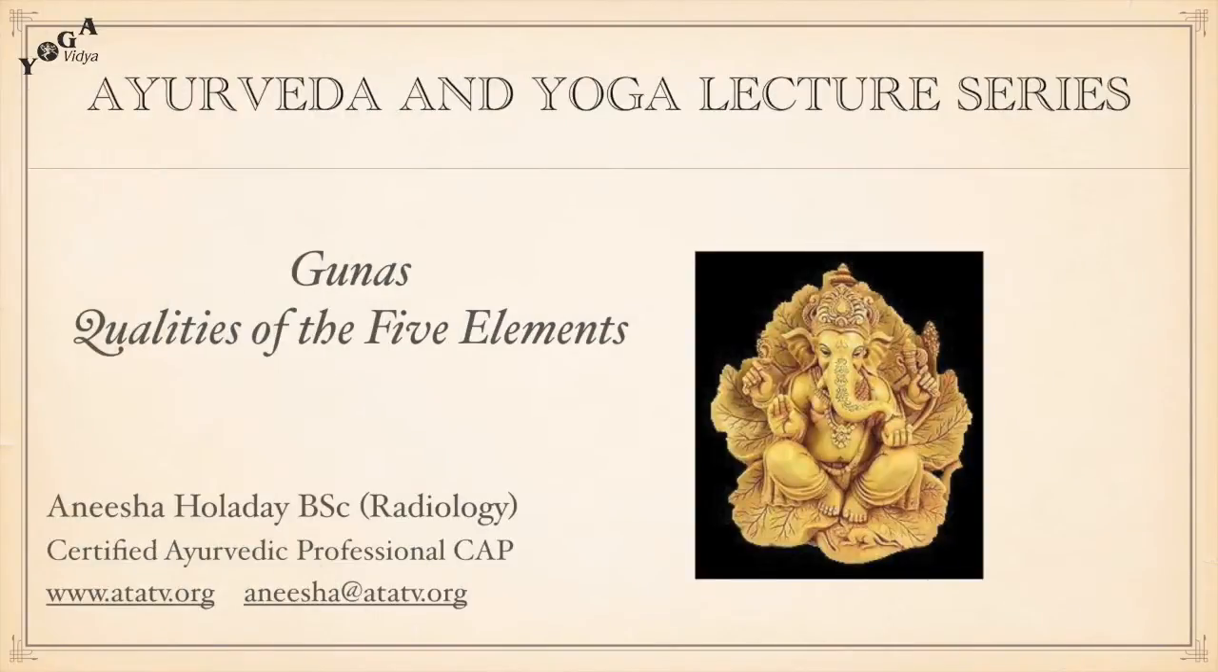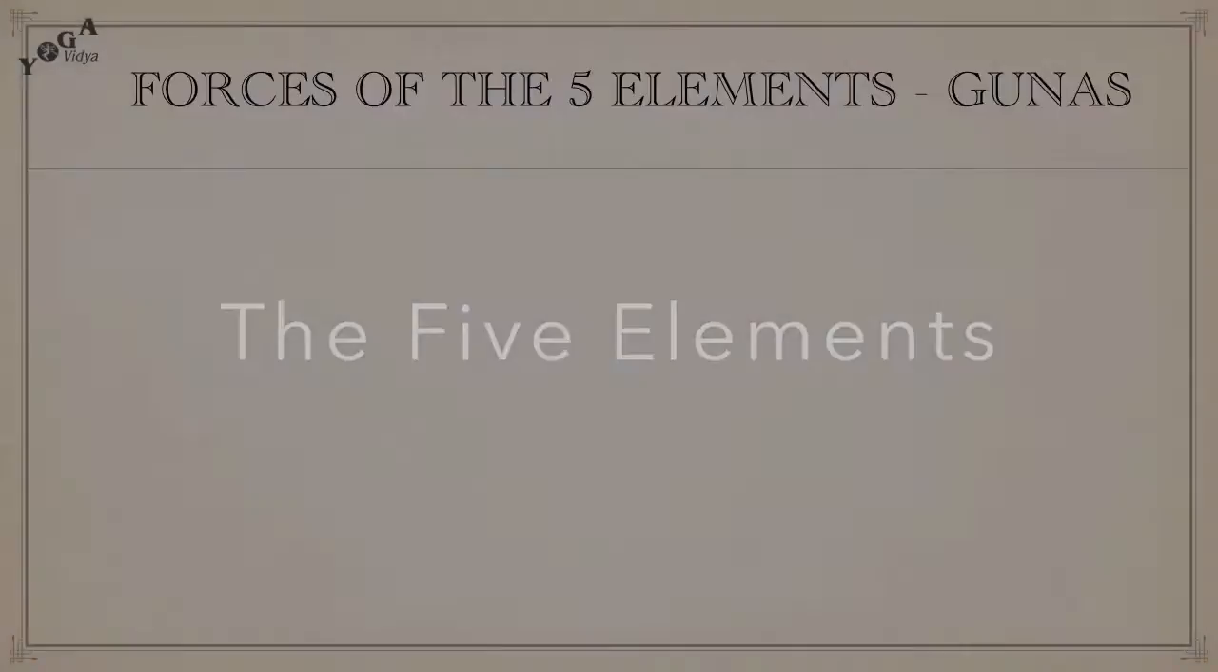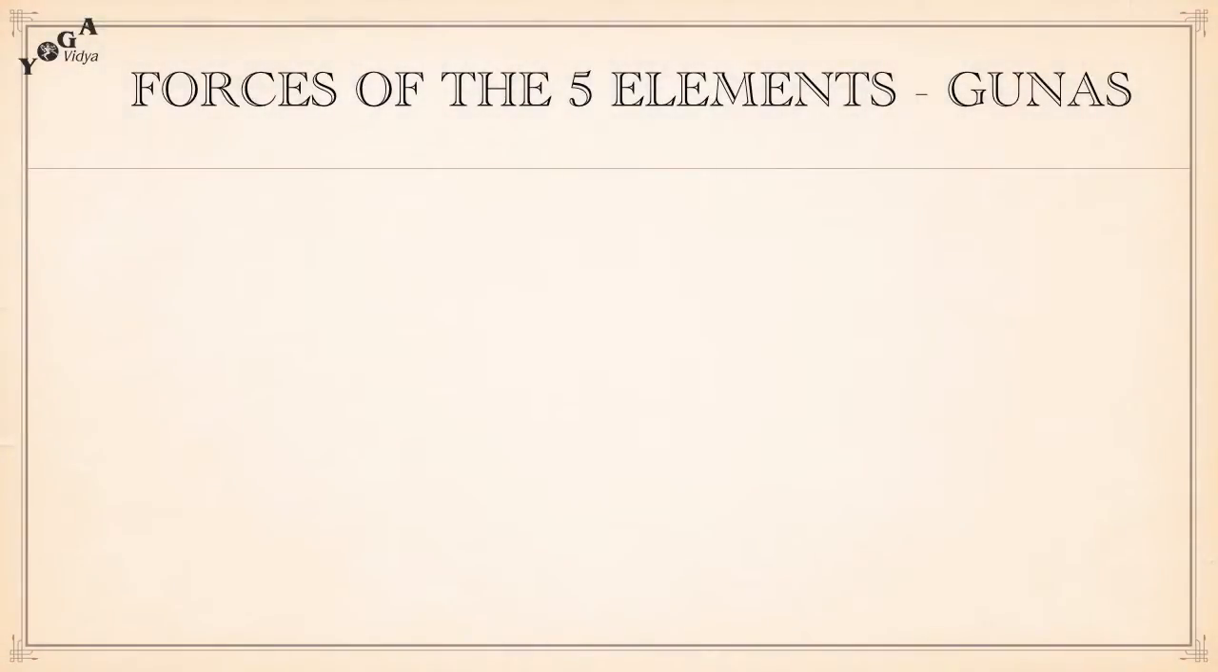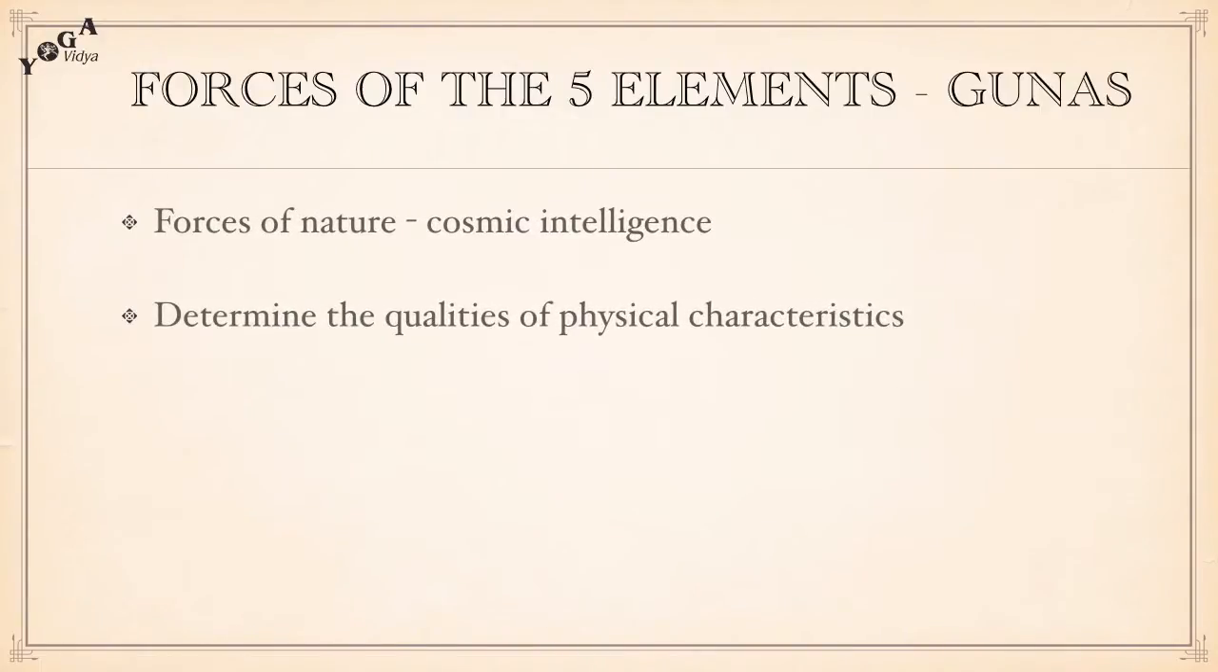Each of the 5 elements has forces or qualities, and these are called the Gunas, which are the forces of nature. All matter is made up of different combinations of these elements, and it is the Gunas which give matter their individual characteristics and provide diversification in nature.